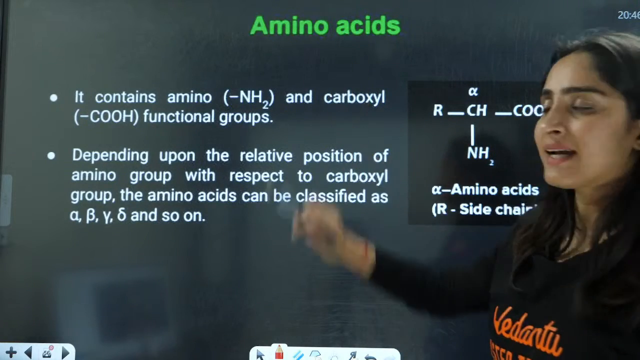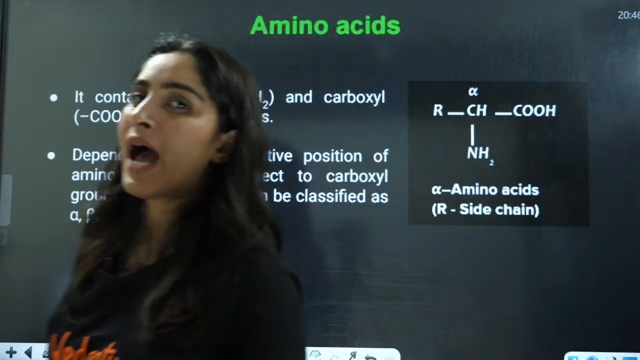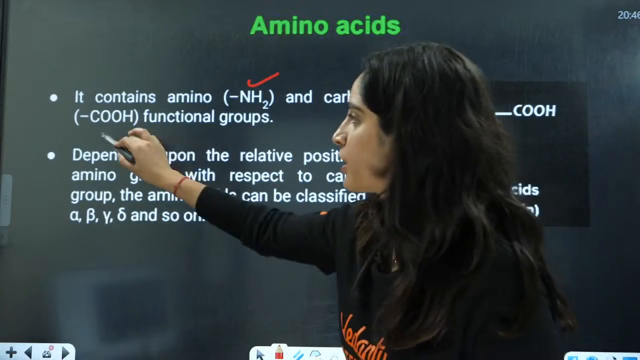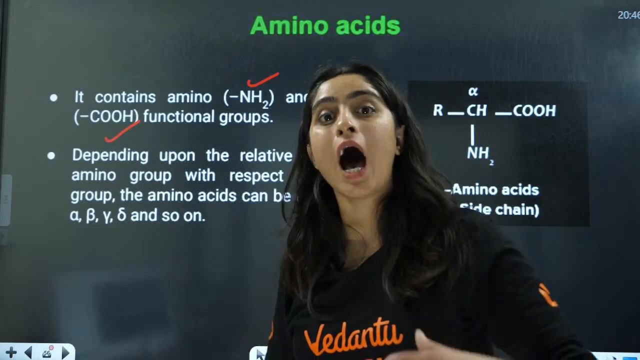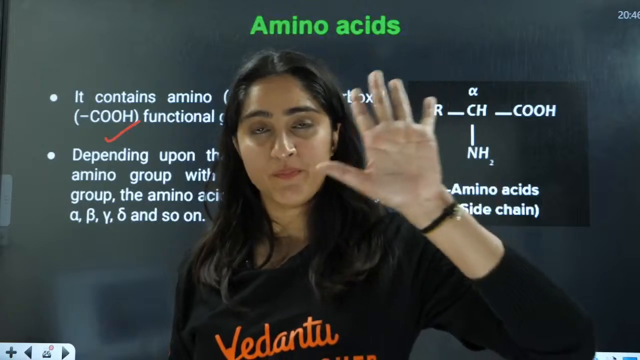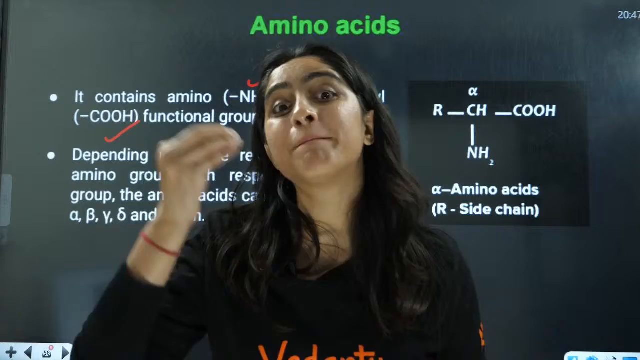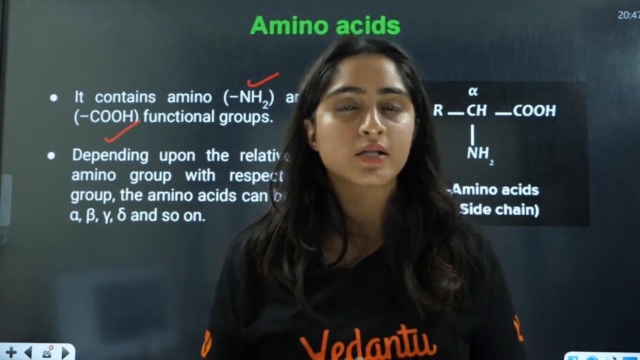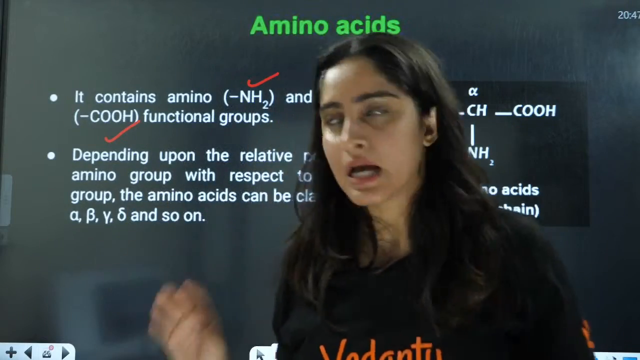Now let us talk about amino acids. Amino acids have two units: one basic unit and one acidic unit. Depending upon the number of basic units, suppose we have 4 NH2 units and 2 COOH units, that will be a basic amino acid. If you have more COOH units, that will be an acidic amino acid. If the numbers of NH2 and COOH are the same, that will be a neutral amino acid.